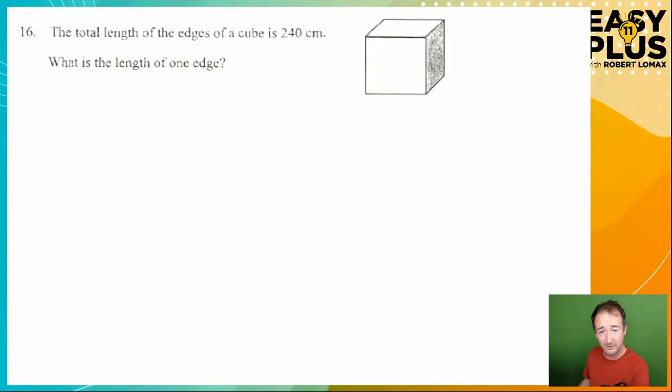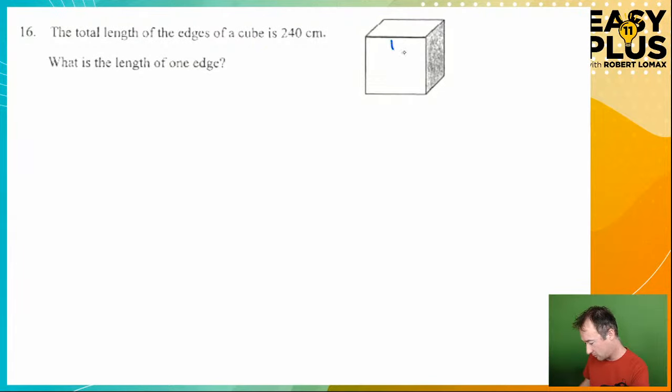So we got a cube here. We don't need to sketch a new cube. They've given us a cube. Total length of the edges, so here are the edges, things like this and this, is 240 centimeters. What's the length of one edge? Now we know it's a cube, which means that all the edges are going to be the same length, which is what makes it simple. We just need to know how many edges there are.